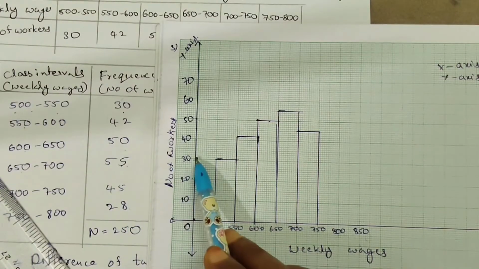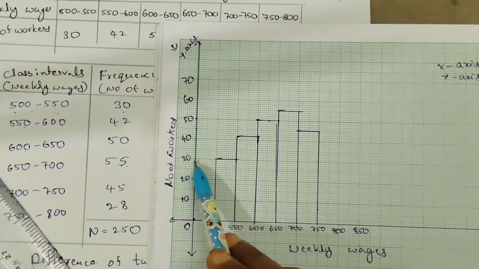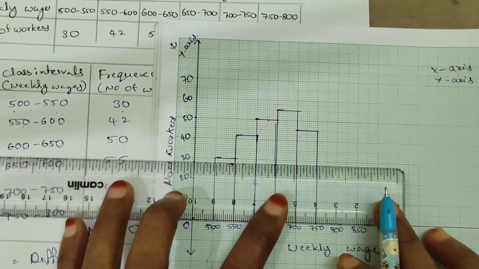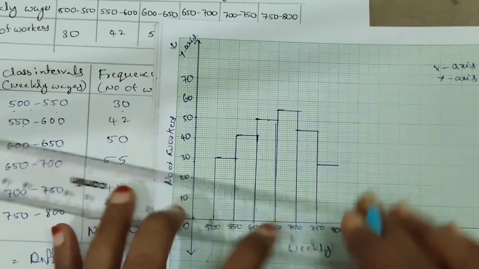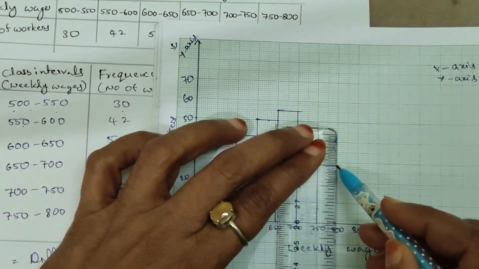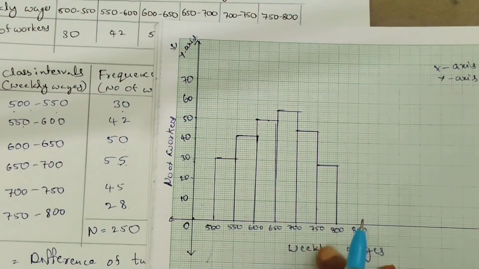Here 28 means 20 after the 8th line. So here this line is 28, for 750 to 800. So now this is the histogram.